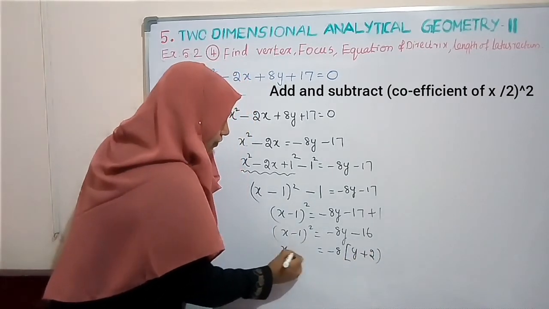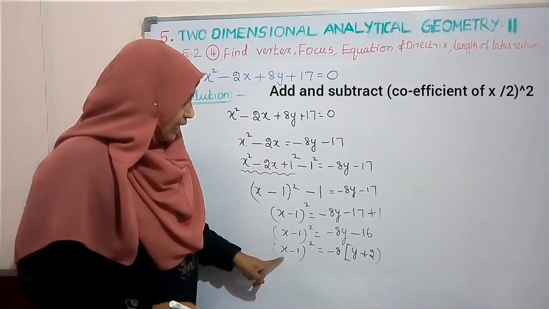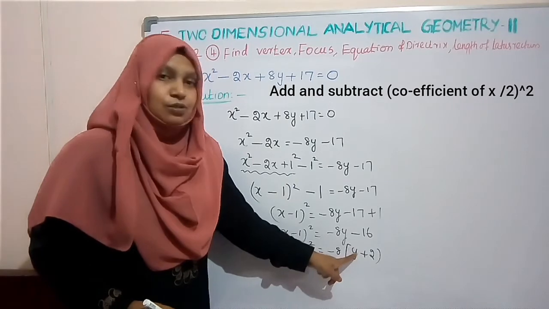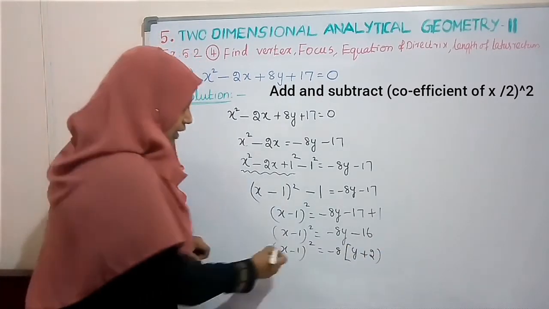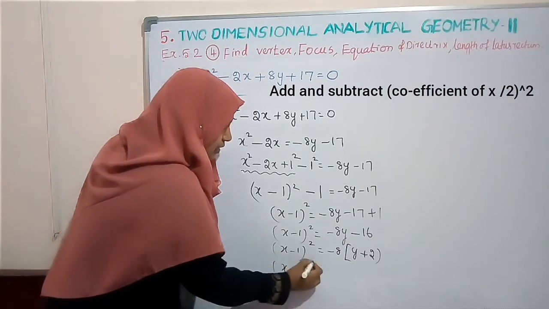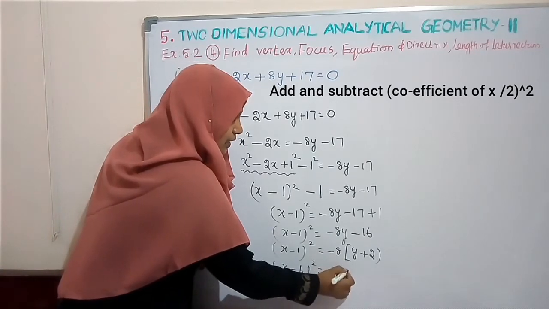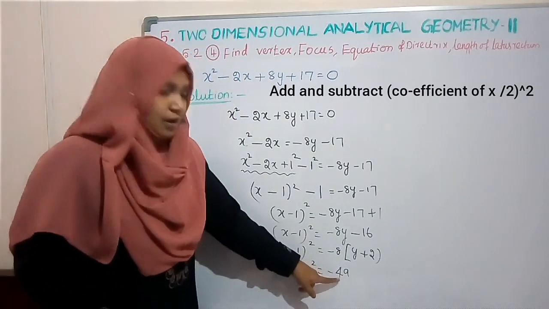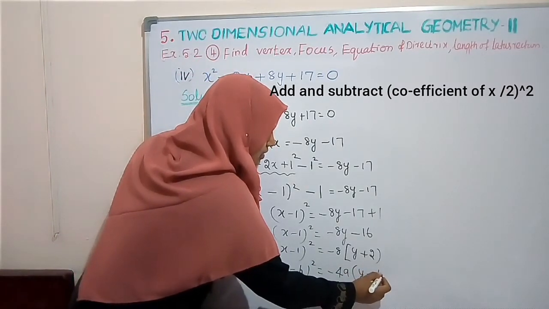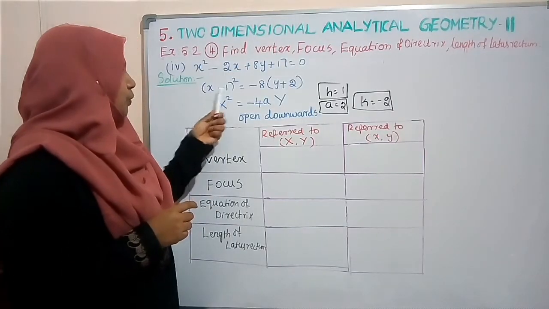And here you have x minus 1 the whole square. Now it is in the form of x minus h the whole square is equal to minus 8 into y minus k. See, x minus 1 the whole square. So we can write that it is of the form x minus h the whole square is equal to minus 8, which can be written as minus 4a. The constant can be written as minus 4a, and here it is of the form y minus k. Understood? So once again I have written the same equation here.